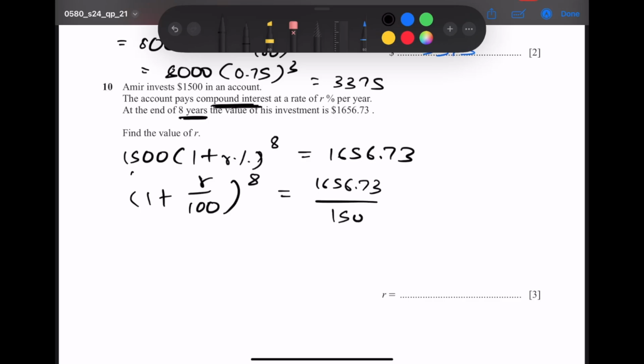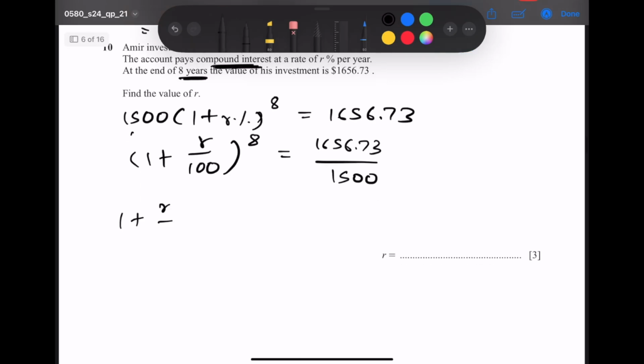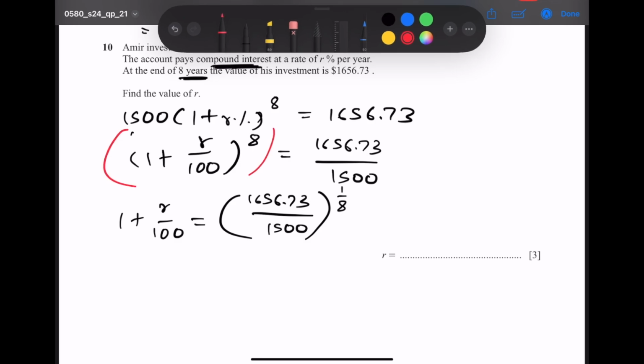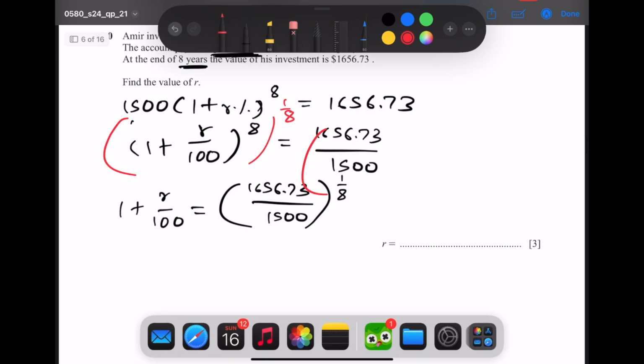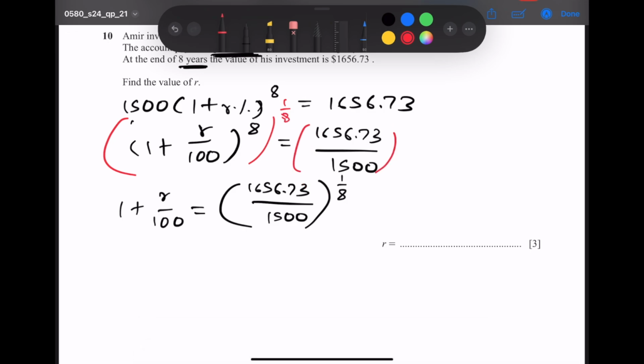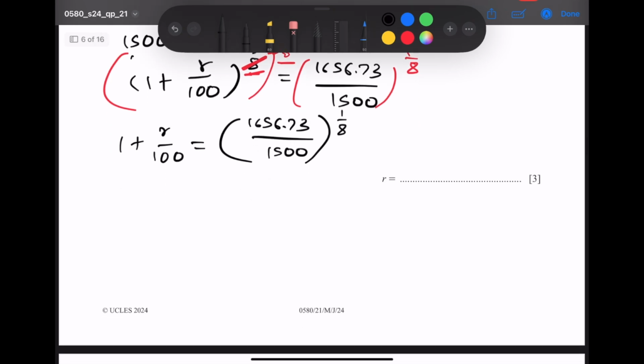1656.73 divided by 1,500. So 1 plus r by 100 is equal to 1656.73 by 1,500 to the power of 1 over 8. Since if you take both sides and put 1 over 8 as a power above it, this 8 power and this 1/8 power cancel out, therefore removing the power from the left hand side altogether. And so 1 plus r by 100 is equal to 1656.73 divided by 1,500, and the whole thing is to the power of 1 over 8.